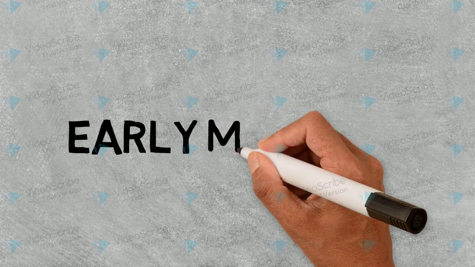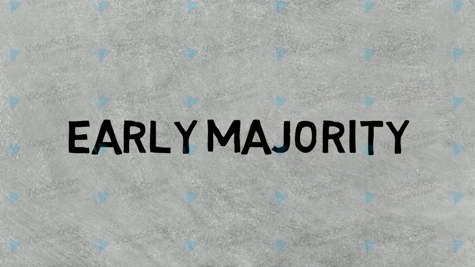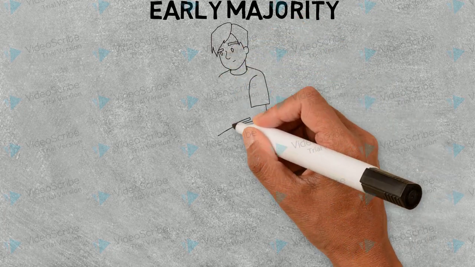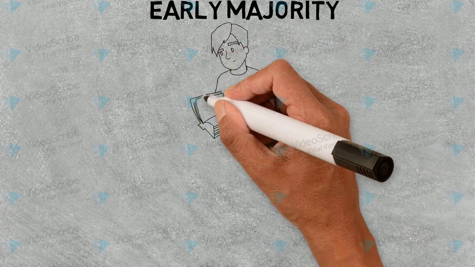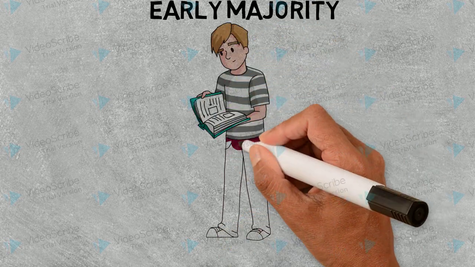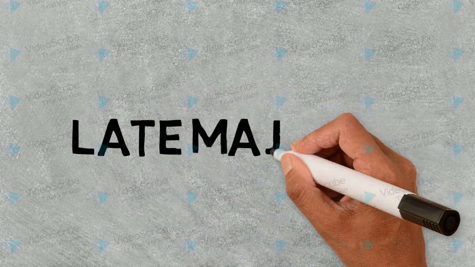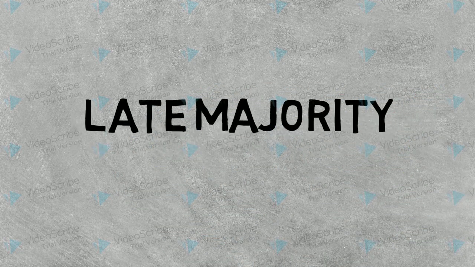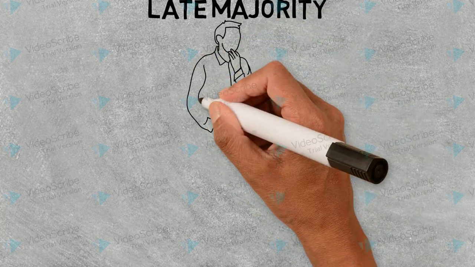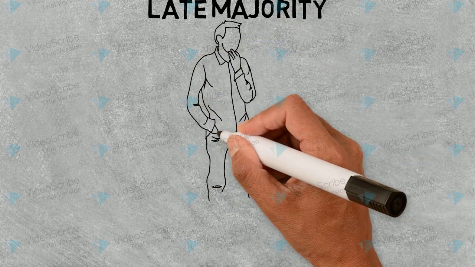Third is early majority. Early majority are rarely leaders, but still adopt the ideas before the average person. However, they typically need to see evidence that the innovation works before they adopt it. Fourth is late majority. Late majority are skeptical of change and will only adopt the innovation once the majority has tried it out first.